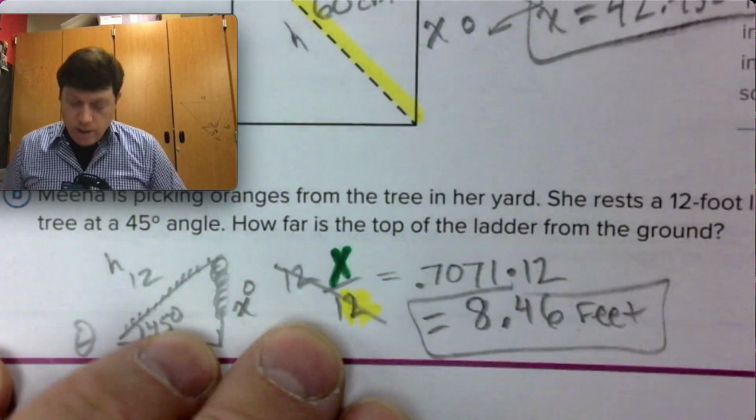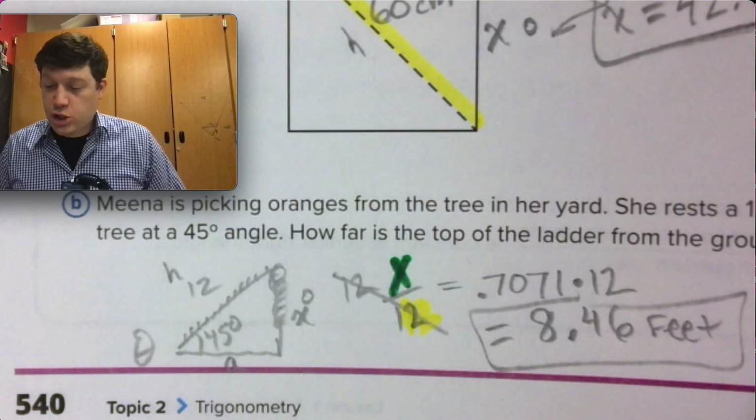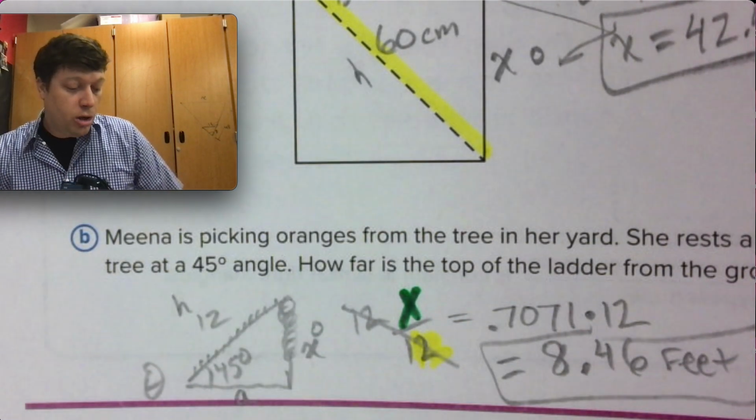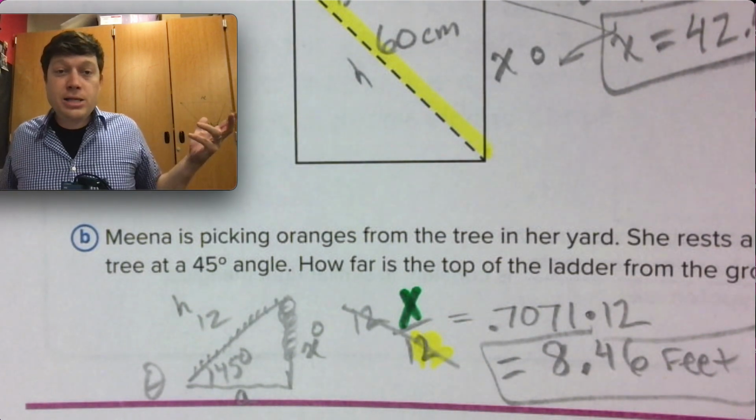That is our lesson on 45, 45, 90 triangles. You should do the notes on the 30, 60, 90 triangle, but that's it. That's what we need to know.